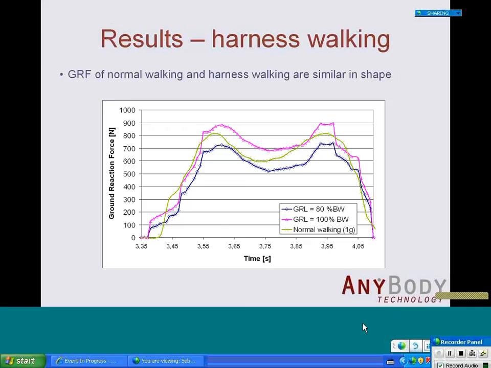So this is rather interesting, and what is maybe even more interesting is that the ground reaction forces do not change so much. So you can see here the green line, which is the normal walking ground reaction force, which of course is an input for the initial model. And the other two curves are computed data for this model with harness walking, and you can see that the shape looks pretty much the same. The level is a little bit lower for the 80% body weight model, and for the 100% body weight model, it's even a little bit more. The shape is still the same.